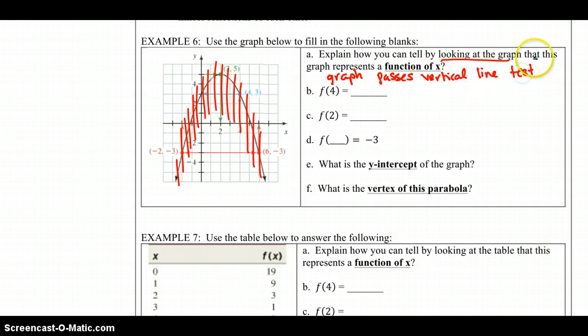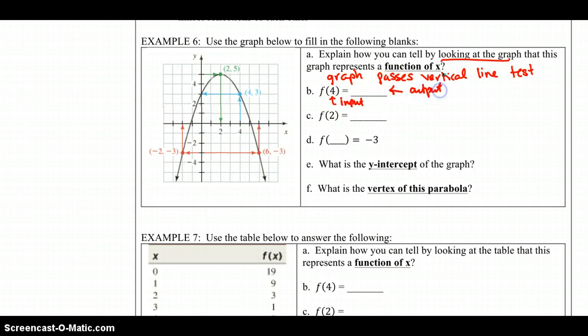I've really messed up my graph trying to see other stuff, so let's erase all that stuff we just scribbled on there. Now we're asked to find f of 4. In function notation, inside the parentheses is the input, and we're being asked to find the output. So for an input of 4, our output is 3. We've got this point here at (4, 3).